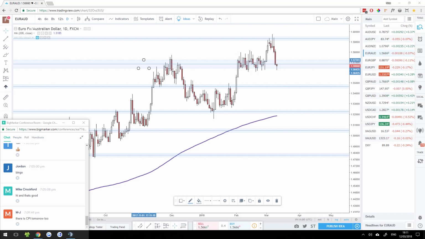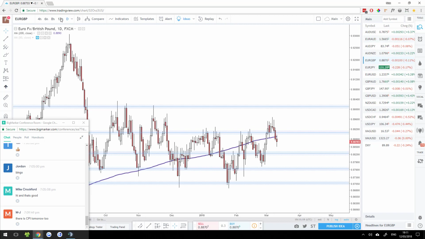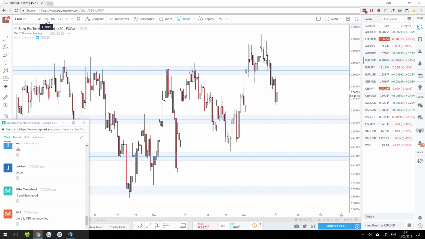So I'm not too sure if I would want to jump into this one just now. I'm going to keep a close eye on EURAUD. I want to see how it closes on the daily, but I don't think there's going to be a trade there. But just because I don't think there's going to be a trade there right now doesn't mean it's not worth looking out for. All right, EURGBP, what's going on with that?